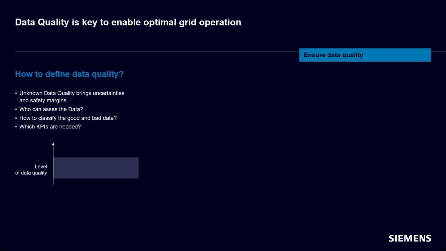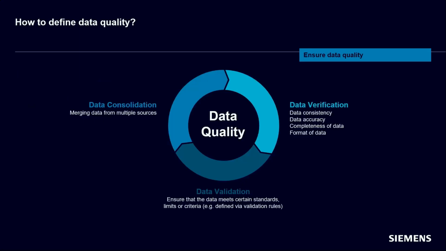So for example, which KPIs are needed? In the beginning, or historically, if you have not implemented any data quality checks, you will start with a very high uncertainty of the level of data quality. You see here in this diagram, you cannot name specifically which level of data quality you have. On the other side, you also need to be aware that data quality consists mainly of three parts. Data quality on the one side is the data verification. So you need to have data consistency between different departments, between different software products, between different data models. Also, data accuracy has to be fulfilled, as well as the completeness of data in all of the models.